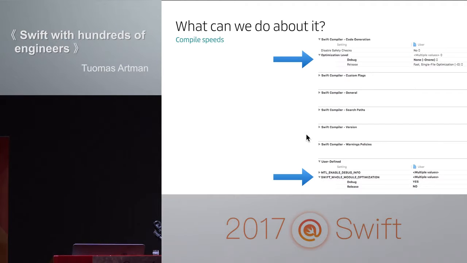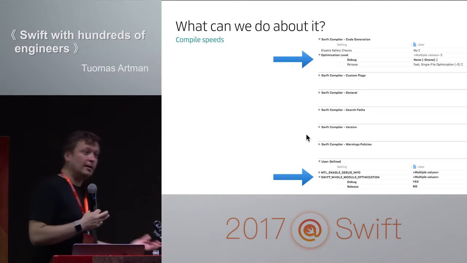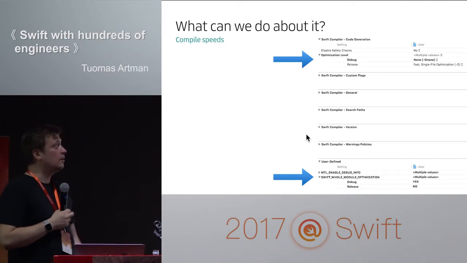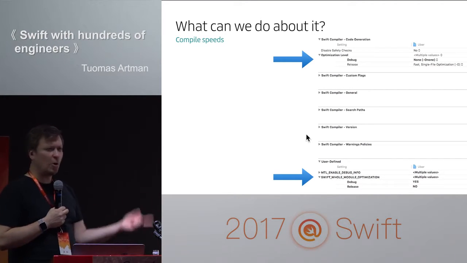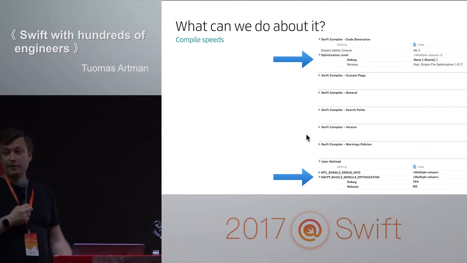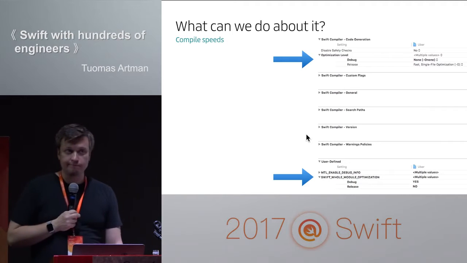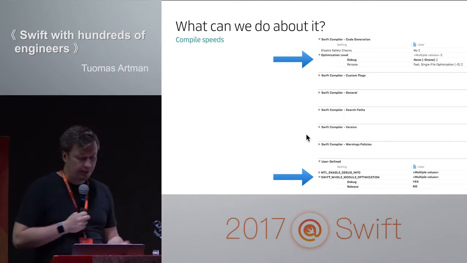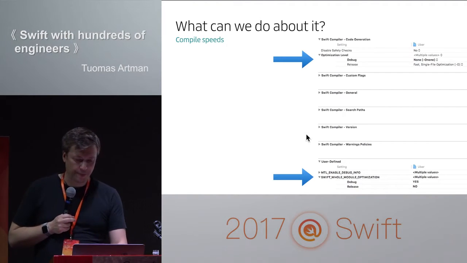So you turn optimization level to none, and you add a user-defined flag called Swift_whole_module_optimization. You set it to yes, and the compiler will compile your Swift files in one go without optimizing it. So it's whole module optimization without the optimization. And everything will be super fast. So if you take one thing with you, take this.